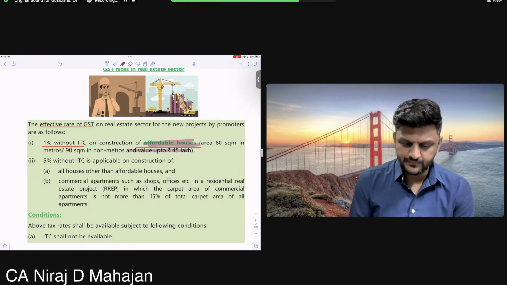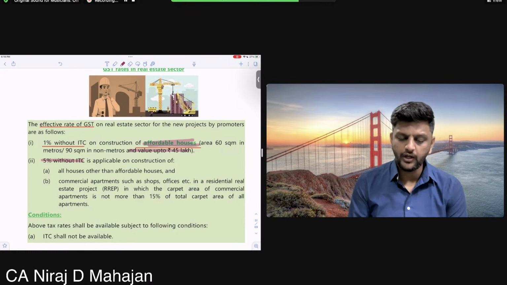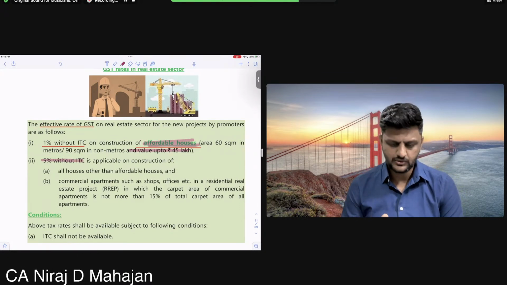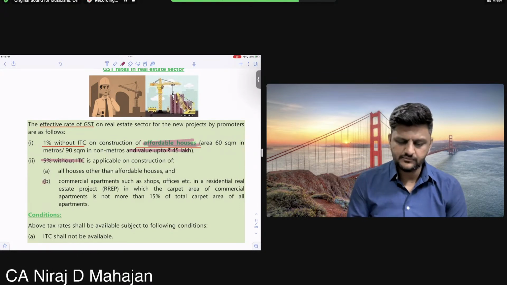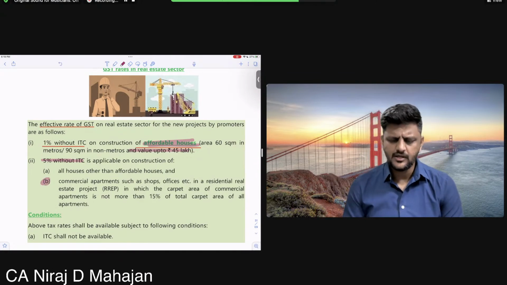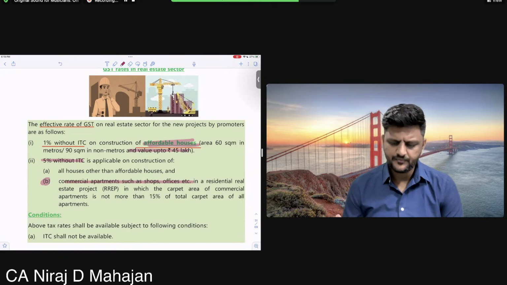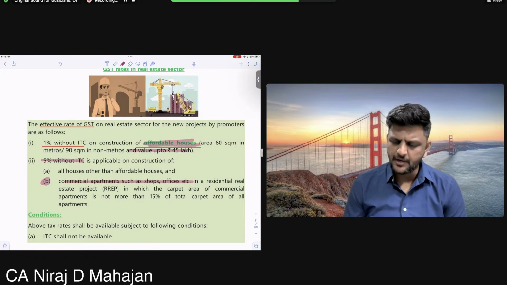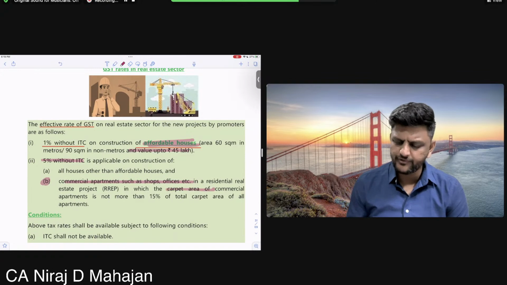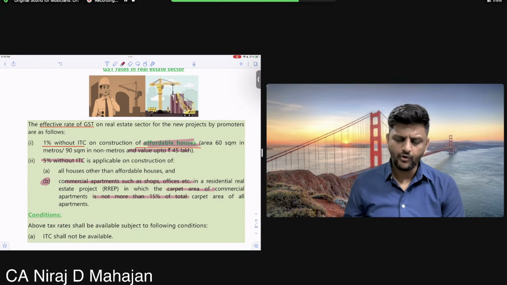5% without ITC is applicable on construction of all houses other than affordable houses. Okay, and other than residential premises, commercial apartments, shop, office, etc., in which the carpet area of commercial is not more than 15% of total carpet area of all apartments.